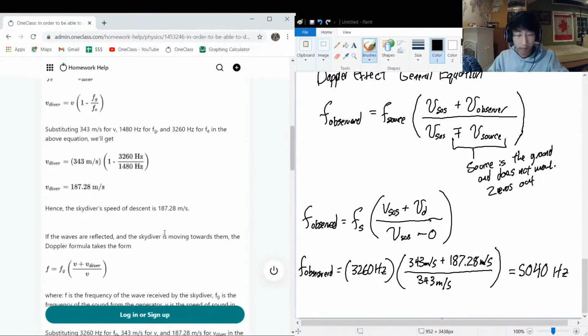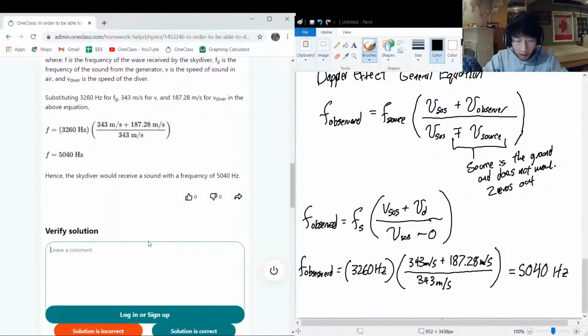So the fraction to find the velocity of the diver is wrong. The fraction shown should be flipped because the calculation as is would lead to a negative result. Cool.